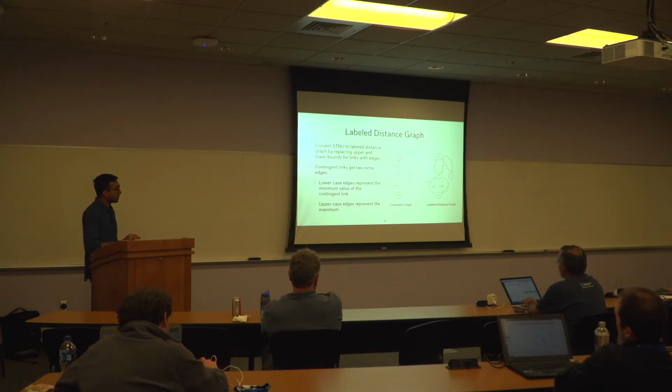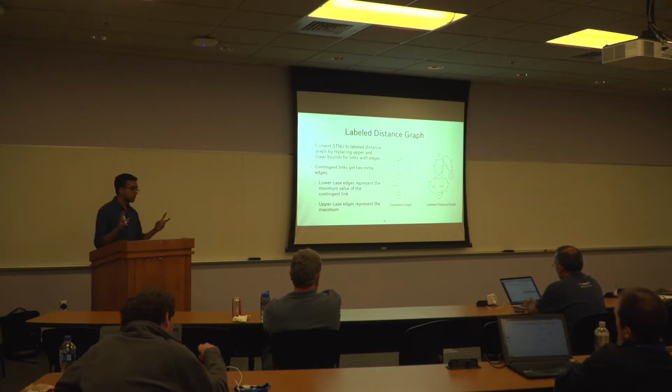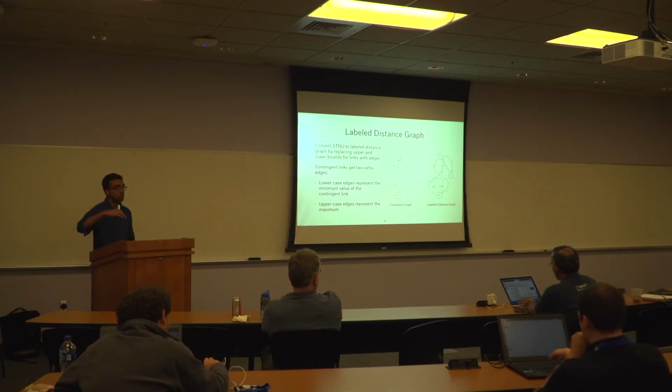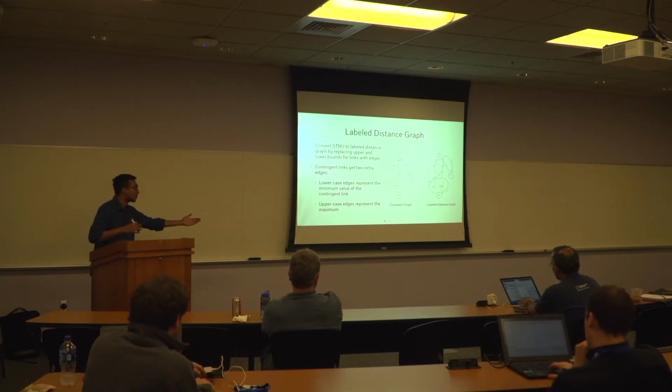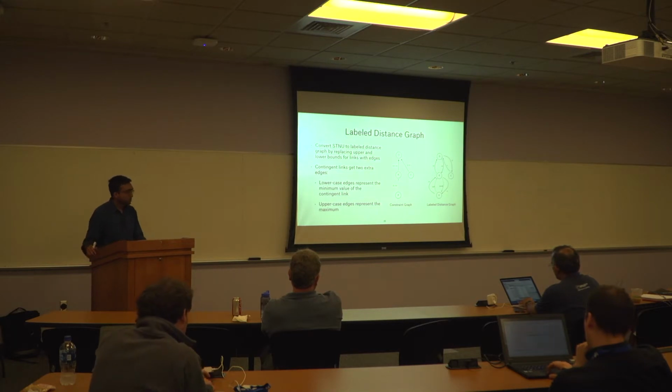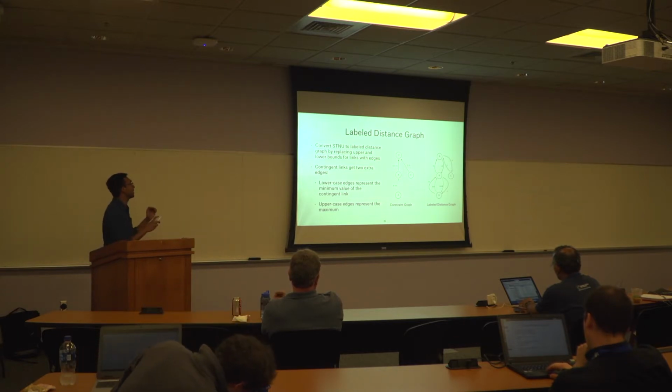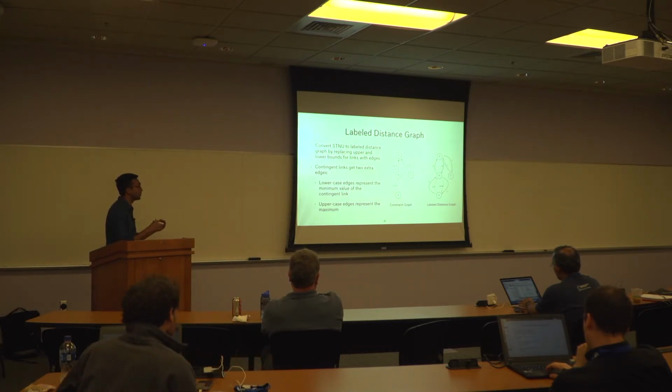But the big wrinkle for us is these contingent links, or uncontrollable links, uncontrollable actions, because these events are outside of our control. So we need to be able to handle both ends of the spectrum, both when it takes as long as possible and when it takes as short as possible. The way we're going to do so is we're going to create this thing called a labeled distance graph, which is very similar in spirit to a distance graph.